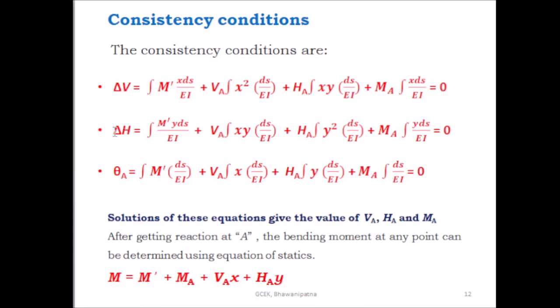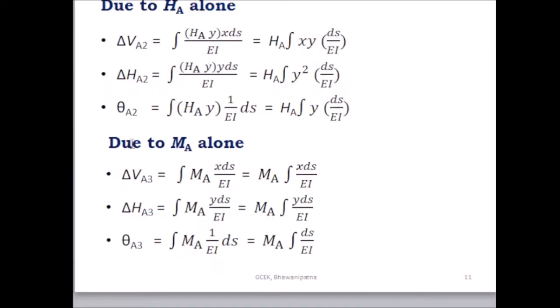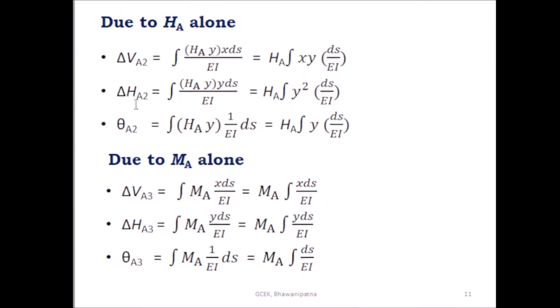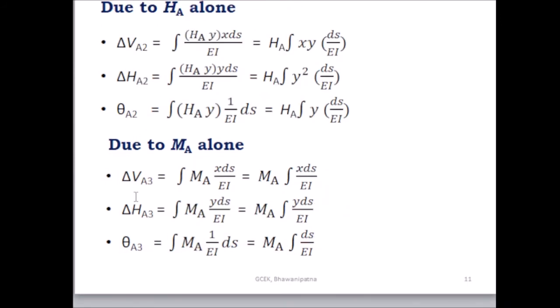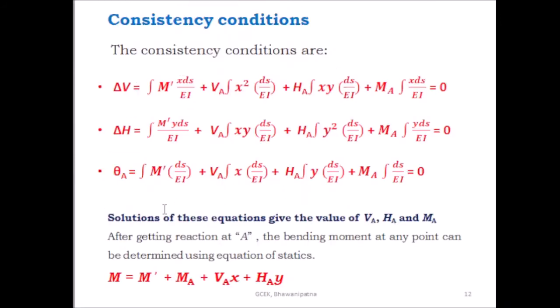Similarly, the change in horizontal displacement is also equal to 0. So the change in horizontal displacement, delta H, is equal to delta HA0, delta HA1, then delta HA2 and delta HA3. So this is delta HA0, delta HA1, delta HA2 and delta HA3. And the net horizontal displacement at the support is equal to 0.